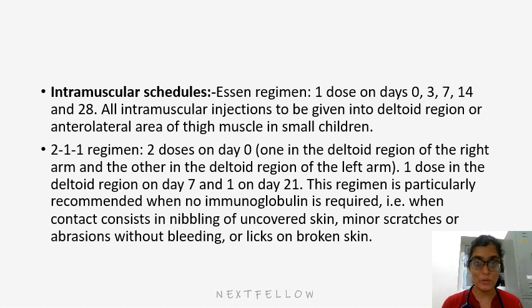So, intramuscular schedule is the Essen regimen. One dose on day 0, 3, 7, 14 and 28. All intramuscular injections to be given into deltoid region or anterolateral aspect of thigh muscle in small children.